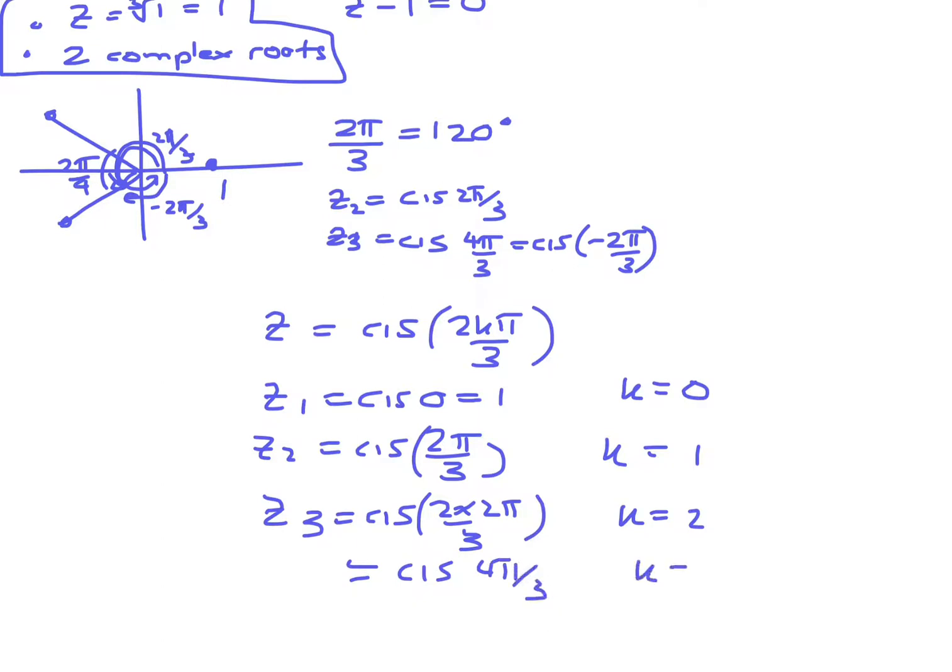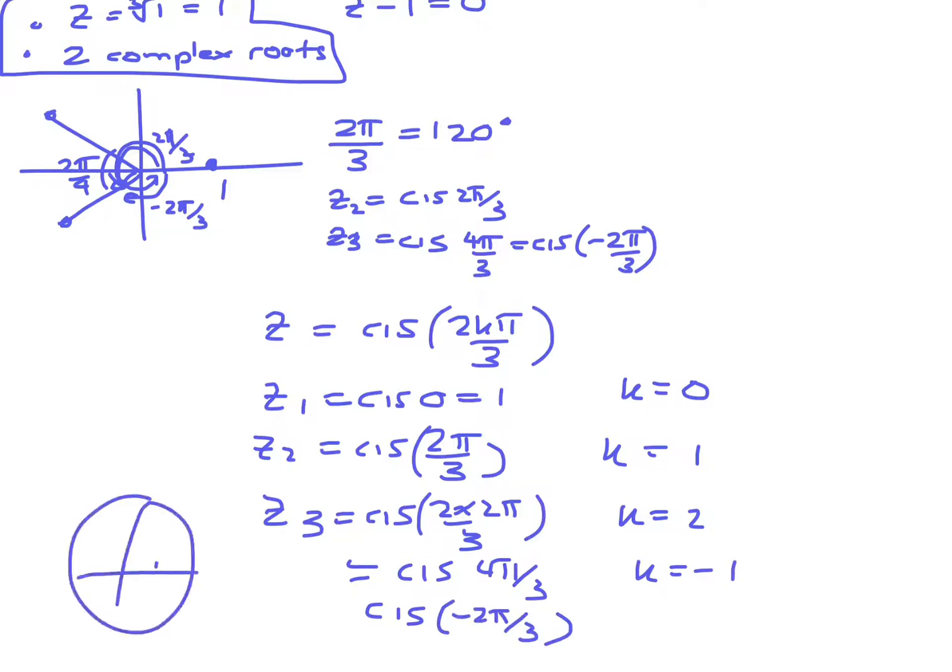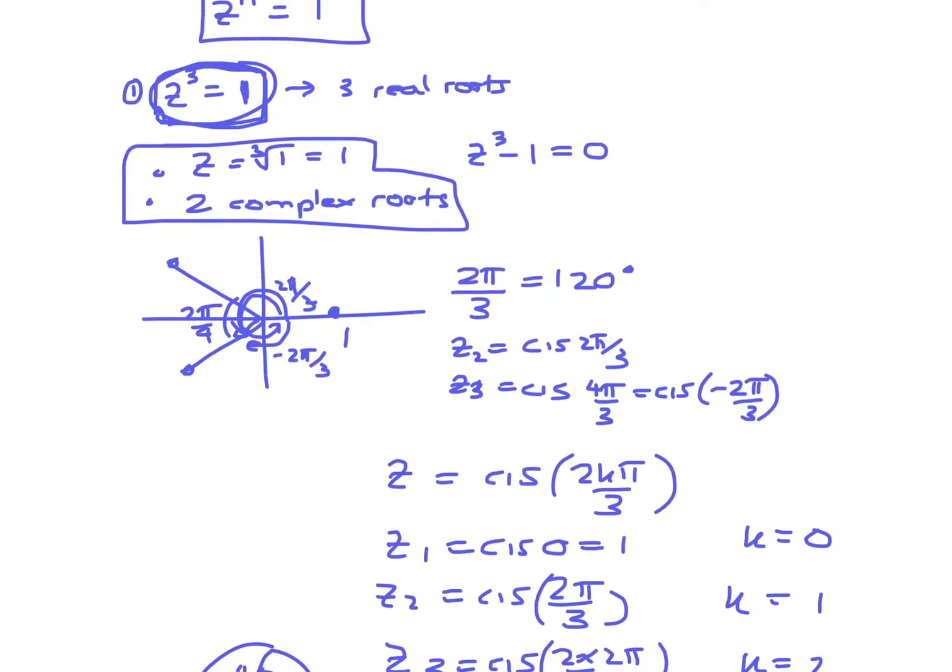But if you put k equals minus 1, then you're going to get cis minus 2 pi on 3, which is the same thing. Because 4 pi on 3 is round to there, which is actually equal to 240 degrees, and minus 120 is round to there, so it actually represents the same root. Now, through these roots, you could actually draw a circle. That's not a really good circle there, but its radius will be 1. So a circle of radius 1.